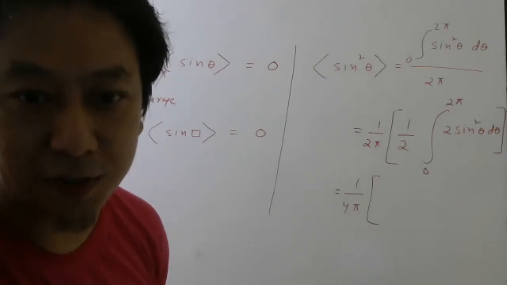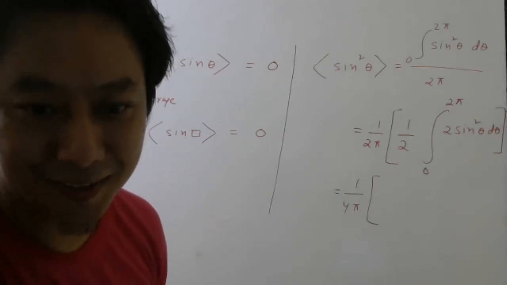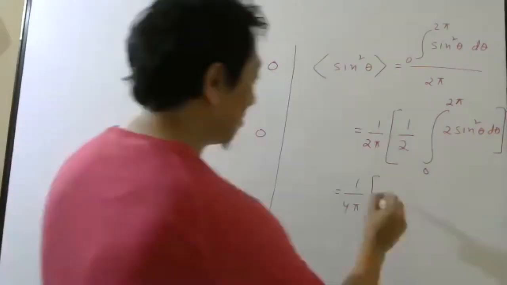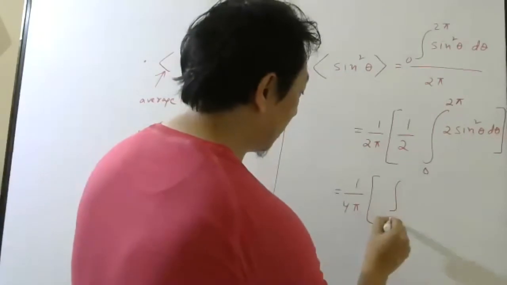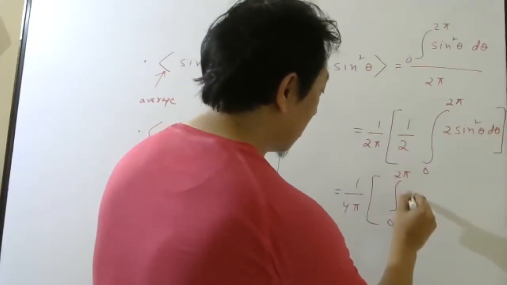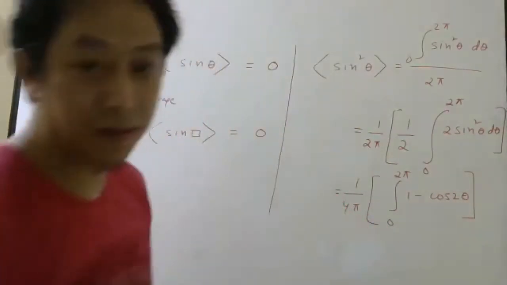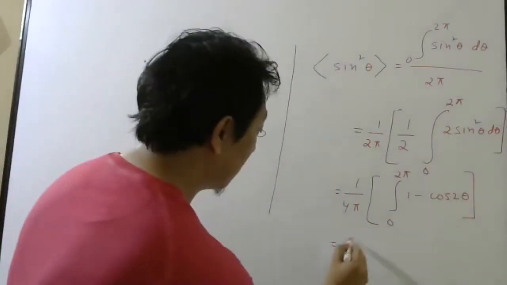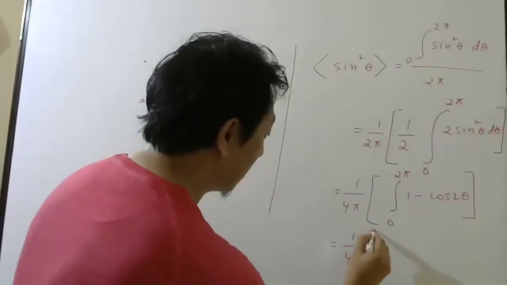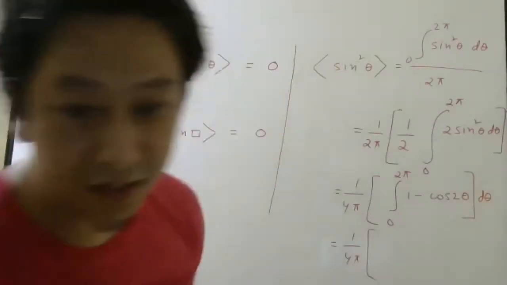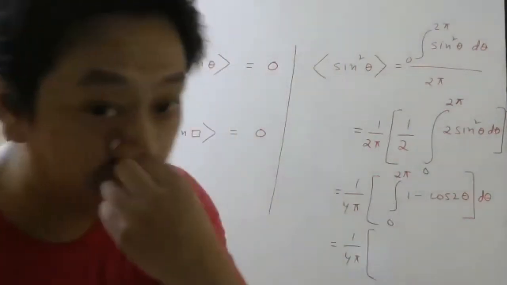Why? You have to tell me. 1 minus cos 2 theta, right? Okay, so this 2 I have taken here. So integral 0 to 2 pi 1 minus cos 2 theta. Now you see, 1 by 4 pi d theta. I forgot; you should never forget d theta. Okay. Now, what will be the first integration?